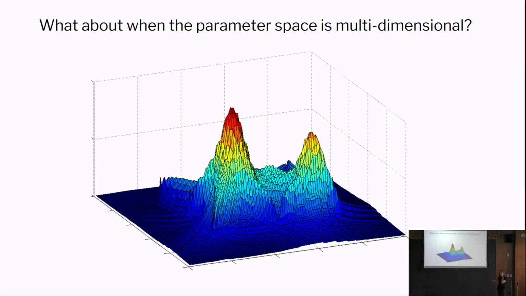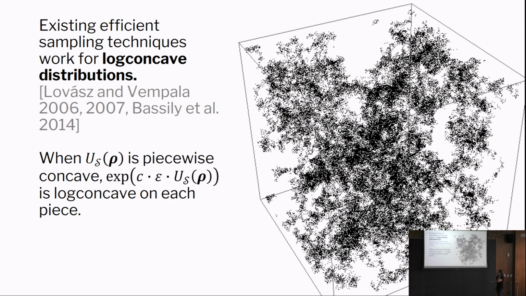But when the parameter space is multidimensional, sampling is hard. So what do we do? Well, there are existing sampling techniques that are efficient for log concave distributions. And these efficient sampling techniques have been built upon a huge line of literature spanning many decades. And so we're in luck. When this utility function is piecewise concave, the exponent of that utility function is piecewise log concave. So it's log concave on each piece. So we're kind of in luck. We can rely on these techniques for efficient sampling.